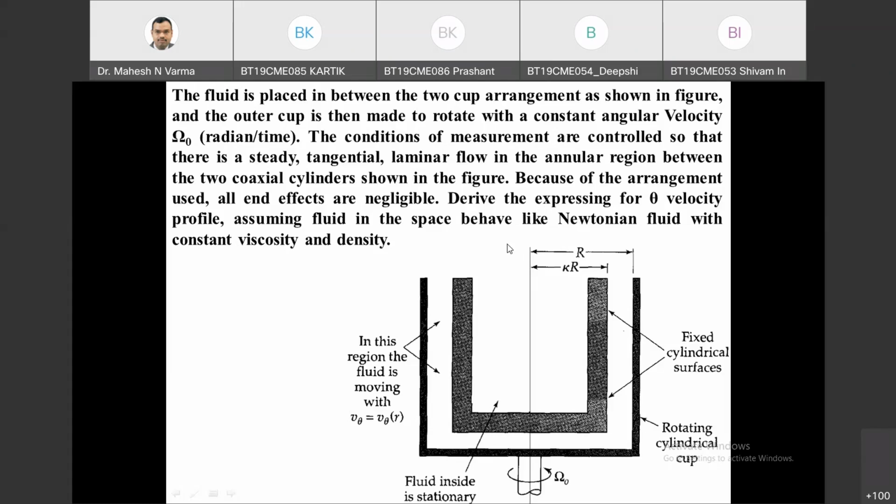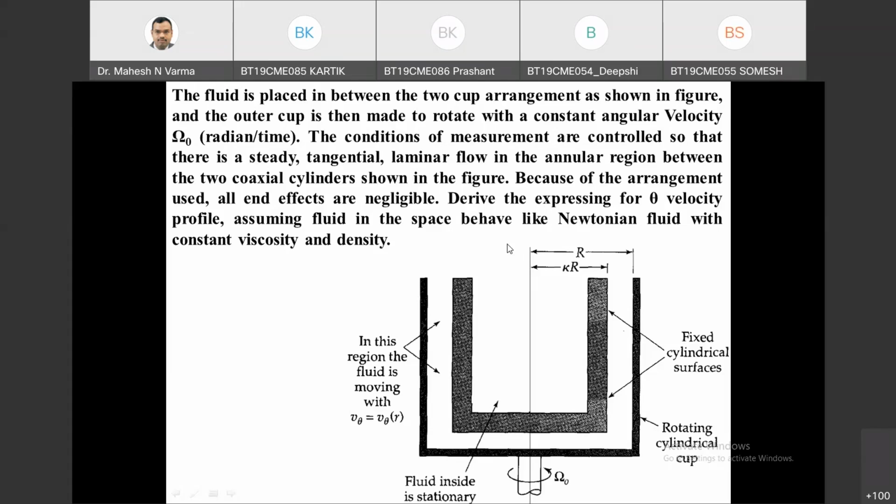Roll number 55, Somesh. Yes, sir. So which are zero velocity? First of all, which coordinate system you want to use? Cylindrical, sir. Cylindrical coordinate system.